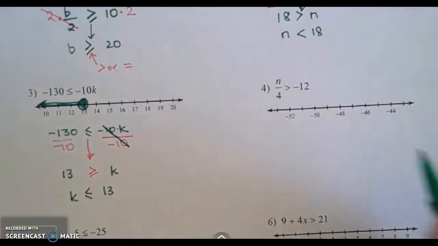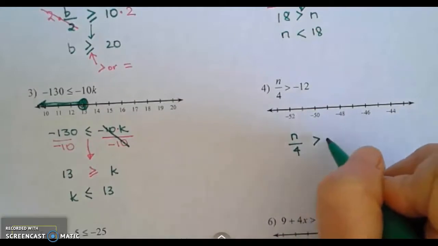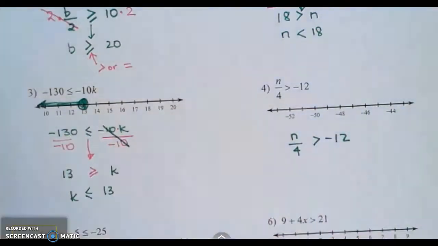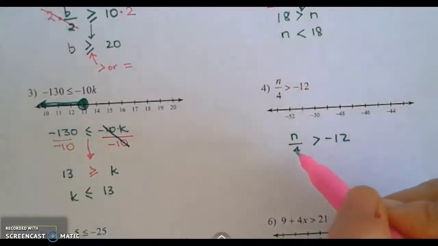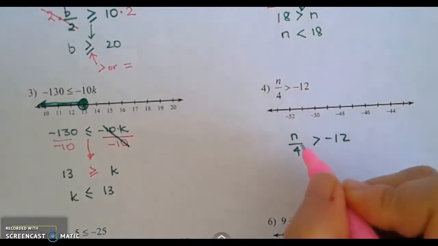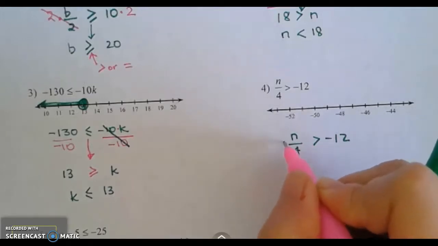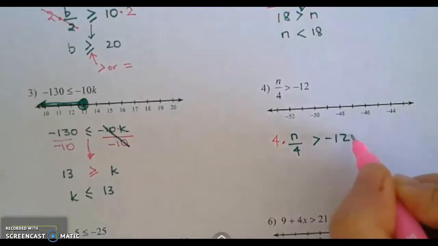Alright, then n over 4 is greater than negative 12. Okay, a common mistake is students divide both sides by 4. That's not right, because n is being divided by 4 right now. So how do I get rid of this divide by 4? I need to multiply both sides by 4.